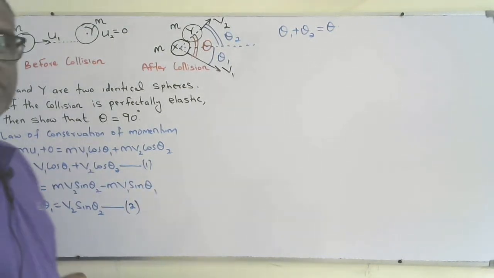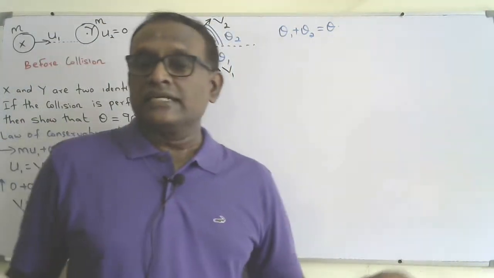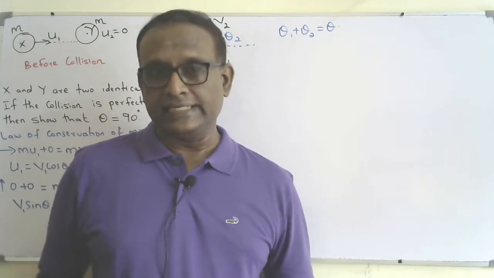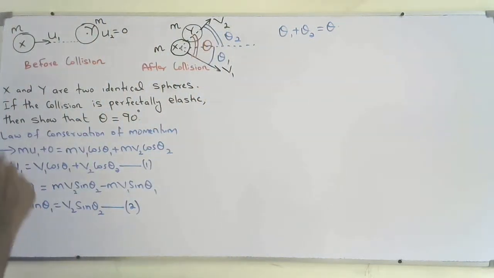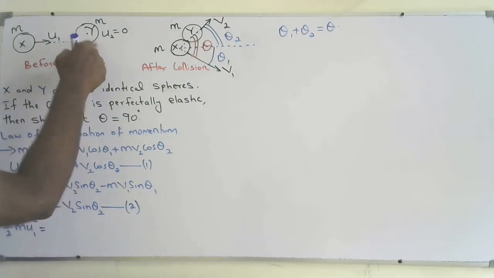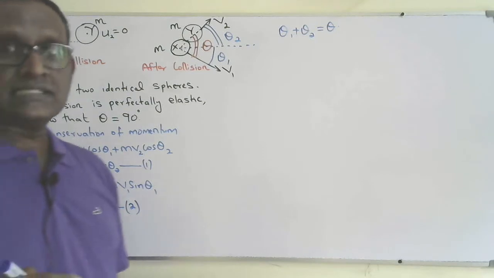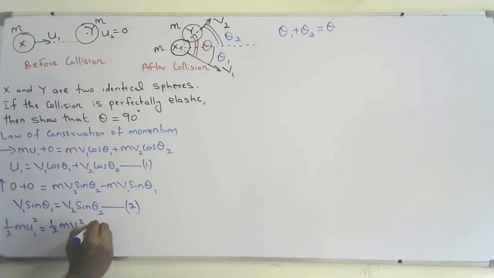Since the collision is perfectly elastic, I'll write the equation for conservation of total kinetic energy. Energy is a scalar quantity and has no direction. The initial kinetic energy is half m u1 squared; the kinetic energy of Y is 0 because initially it was at rest, so I don't need to write it. So half m u1 squared is equal to half m v1 squared plus half m v2 squared.